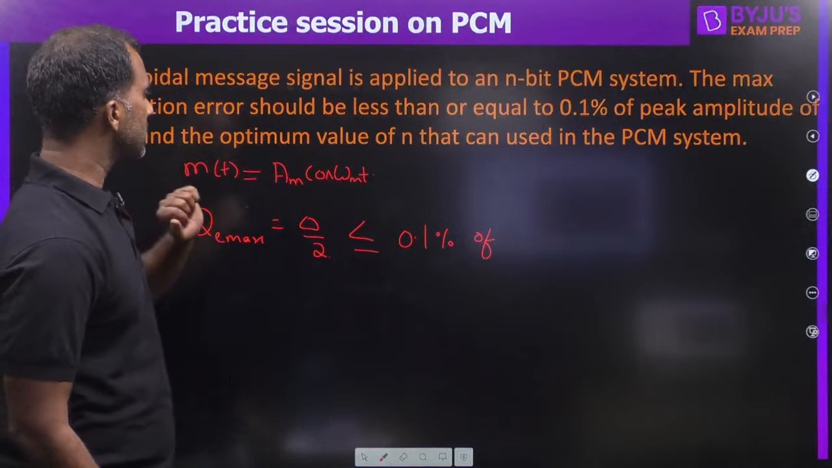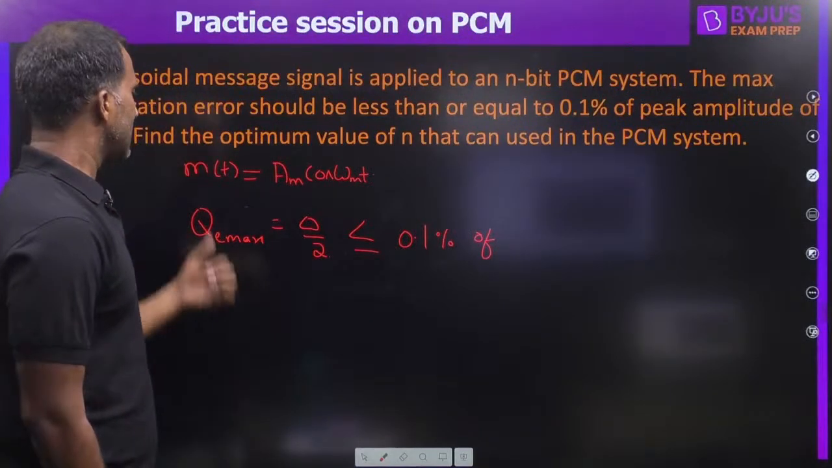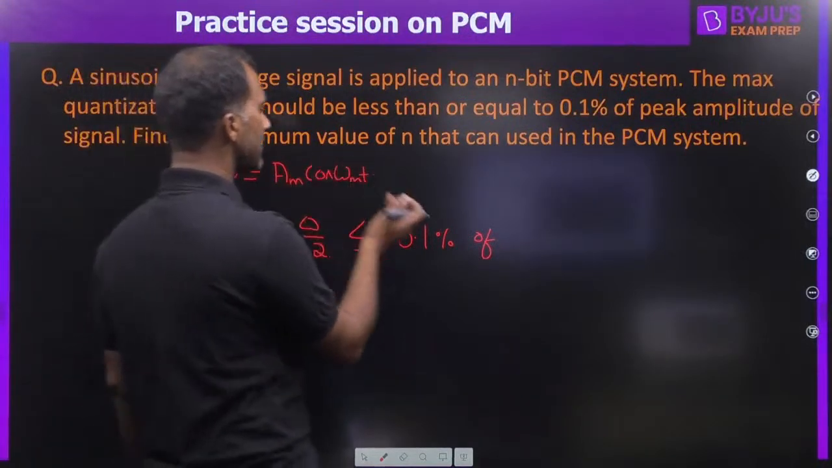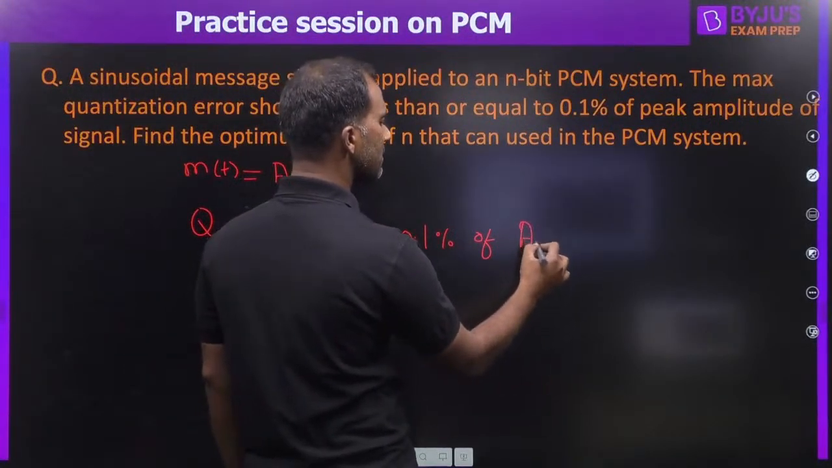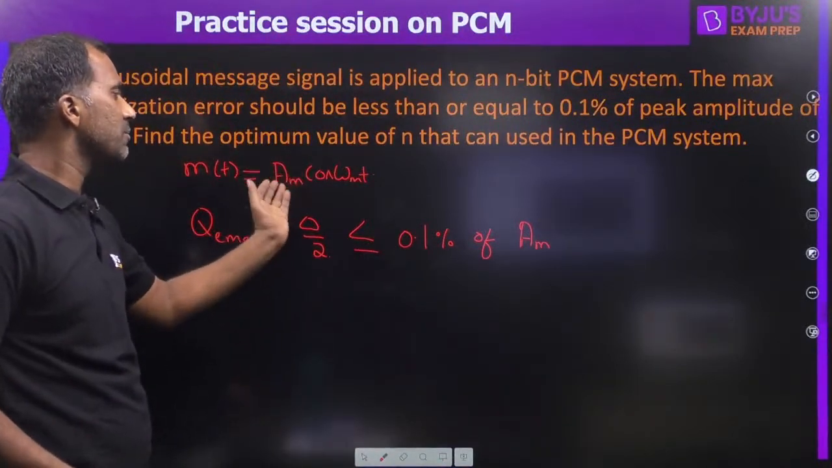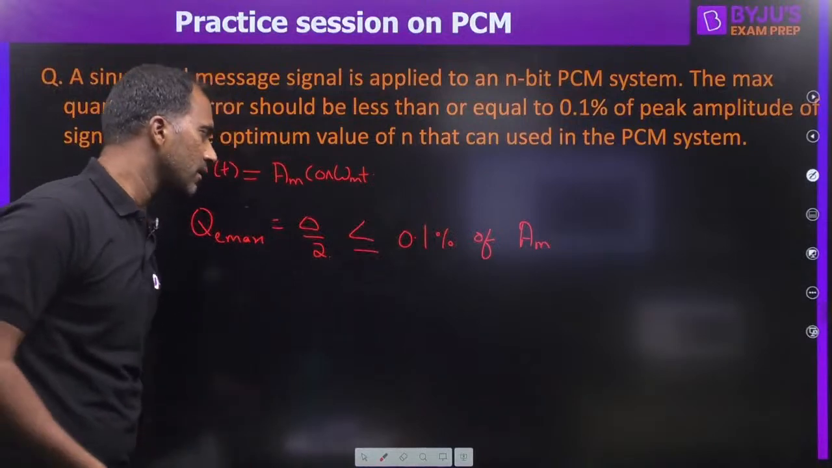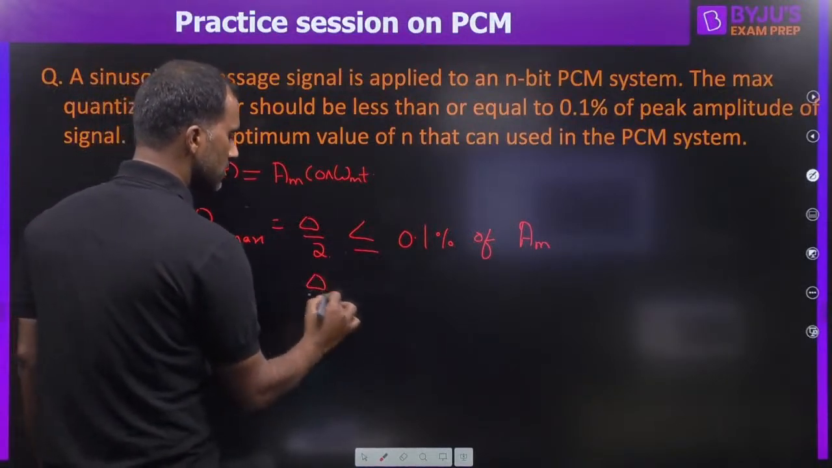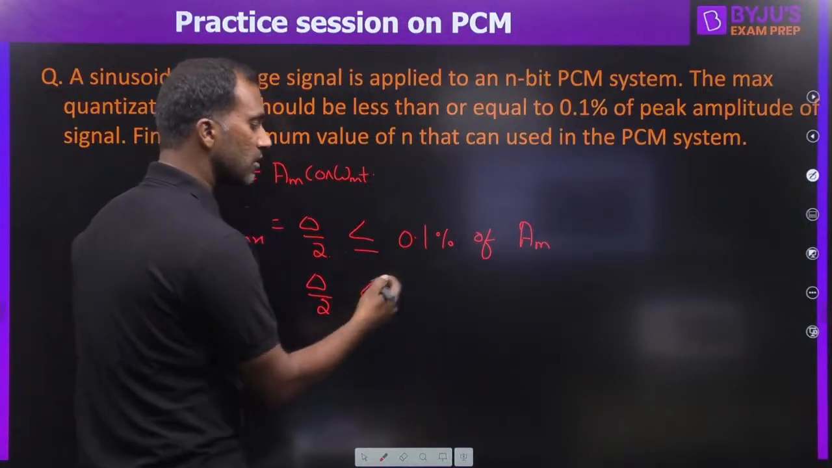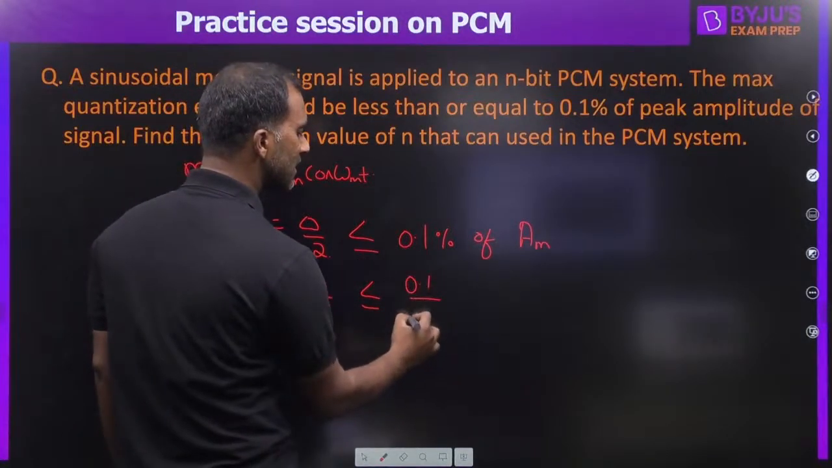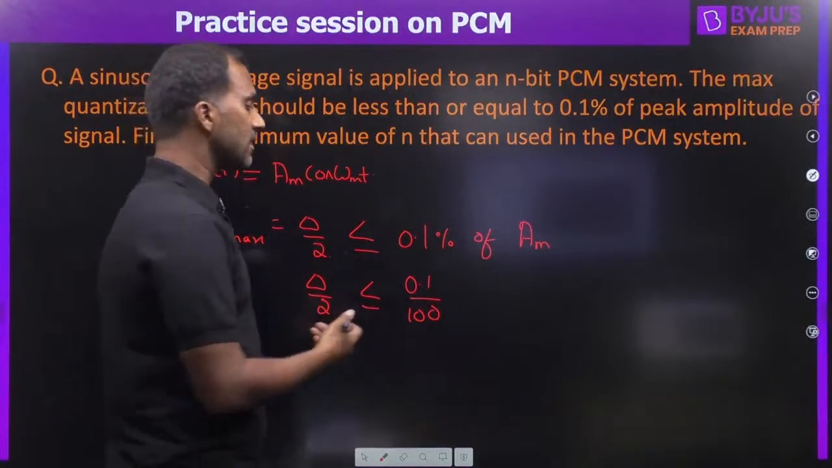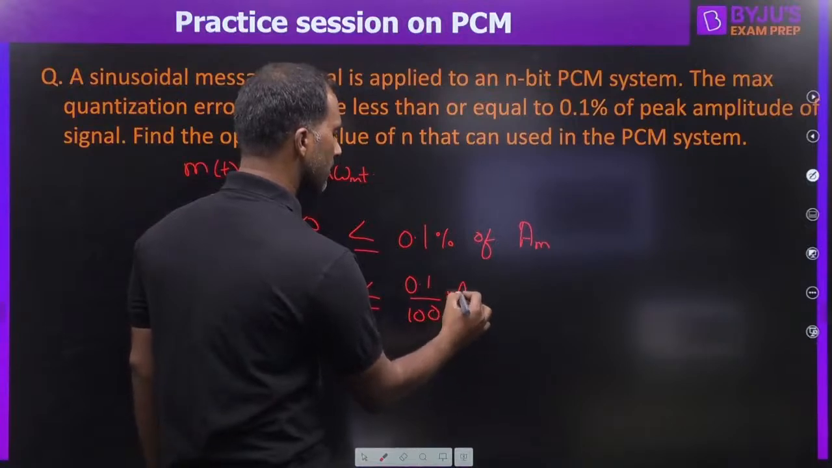What is the peak amplitude of the signal? They said that it is a sinusoidal signal. They did not give any peak amplitude, but okay, we have assumed it as a sinusoidal signal. Since we have assumed it as AM, let's write it as AM. Whatever is the peak signal amplitude, you can have a different assumption. B cos omega mt, you can find, then you can write B here. Fine. So delta by 2 is less than or equal to 0.1%, percentage into normal scale. Just divide with 100, it will get converted into normal scale.